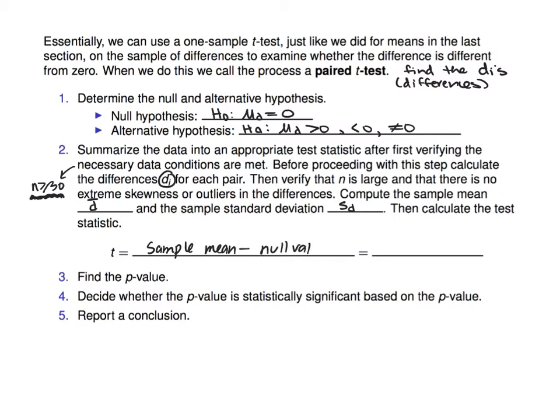And remember that the t statistic is this sample mean minus the null value over the standard error of your sample mean. In this case, that's d bar. So this will be d bar minus a null value of 0 over the standard error of d bar, or d bar minus 0 over s sub d over root n. Find the p-value using the table A.3 or Excel. And then steps 4 and 5 really could be combined into one. Decide whether to reject your null hypothesis or not, and then report the conclusion.